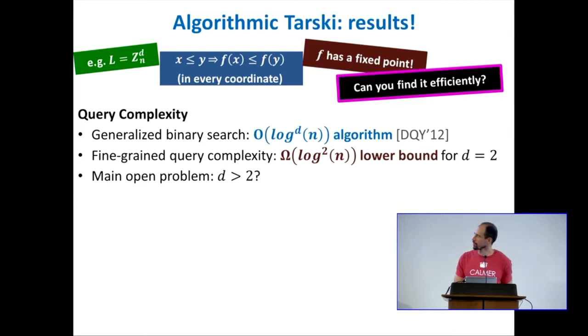So for d equals 2, we actually have a matching lower bound, log squared, so we beat this. In general, you can't hope to do exactly logarithmic, like stable matching or binary search. It's like a fine-grained complexity lower bound, but the main open problem is, can you actually get a log to the 3 hardness for d equals 3, or even better?